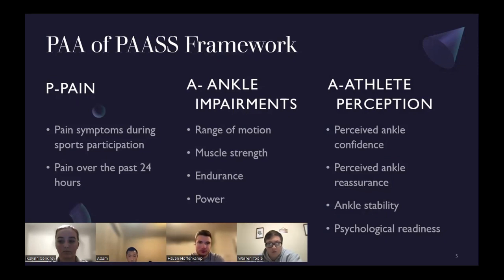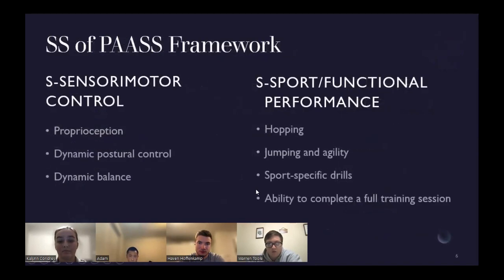The perceived confidence, do you feel safe, secure? Does it feel stable? Those are athlete driven comments, but we have to drive them through the questionnaire or the process of obtaining that information.